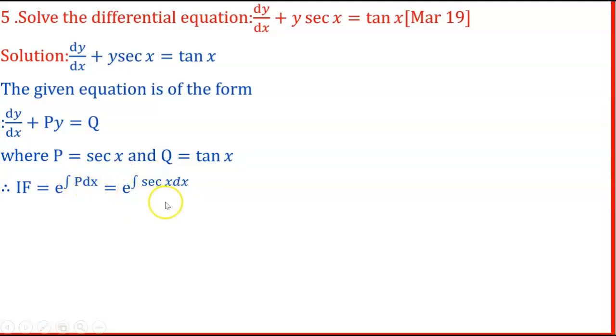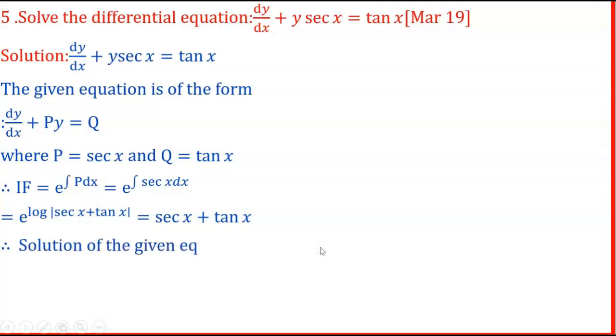That is e raised to the integral of sec x. But what is the integral of sec x? It is log of modulus of sec x + tan x. And that is nothing but IF is nothing but sec x + tan x, that is e^(log|sec x + tan x|) is nothing but sec x + tan x. Okay. Now the solution of the given equation is y times IF equals the integral of Q times IF dx + c.